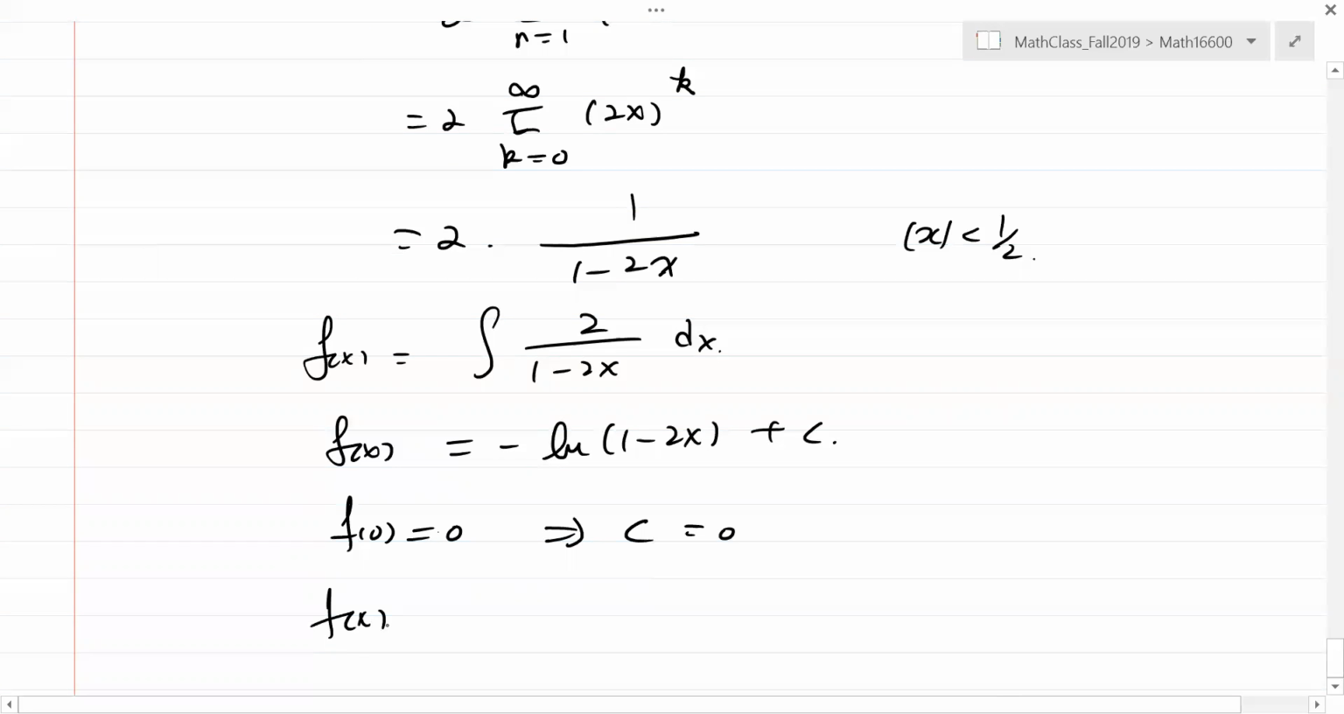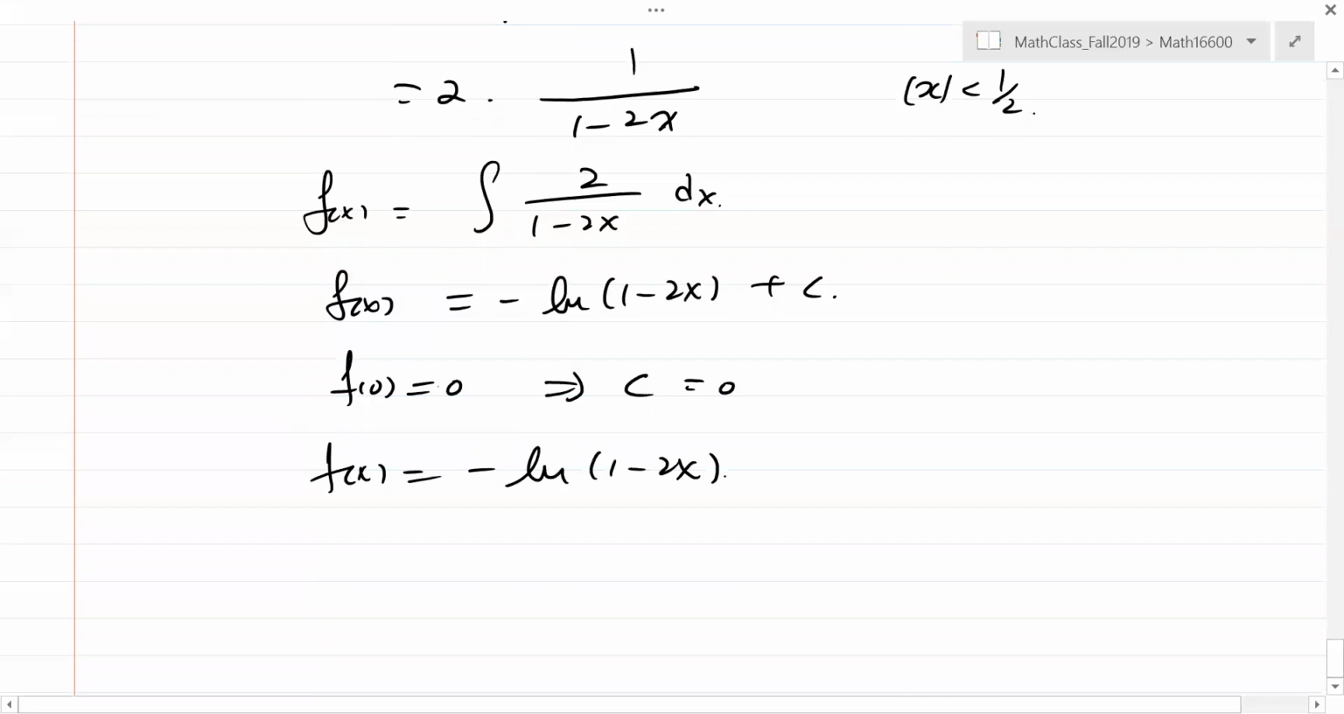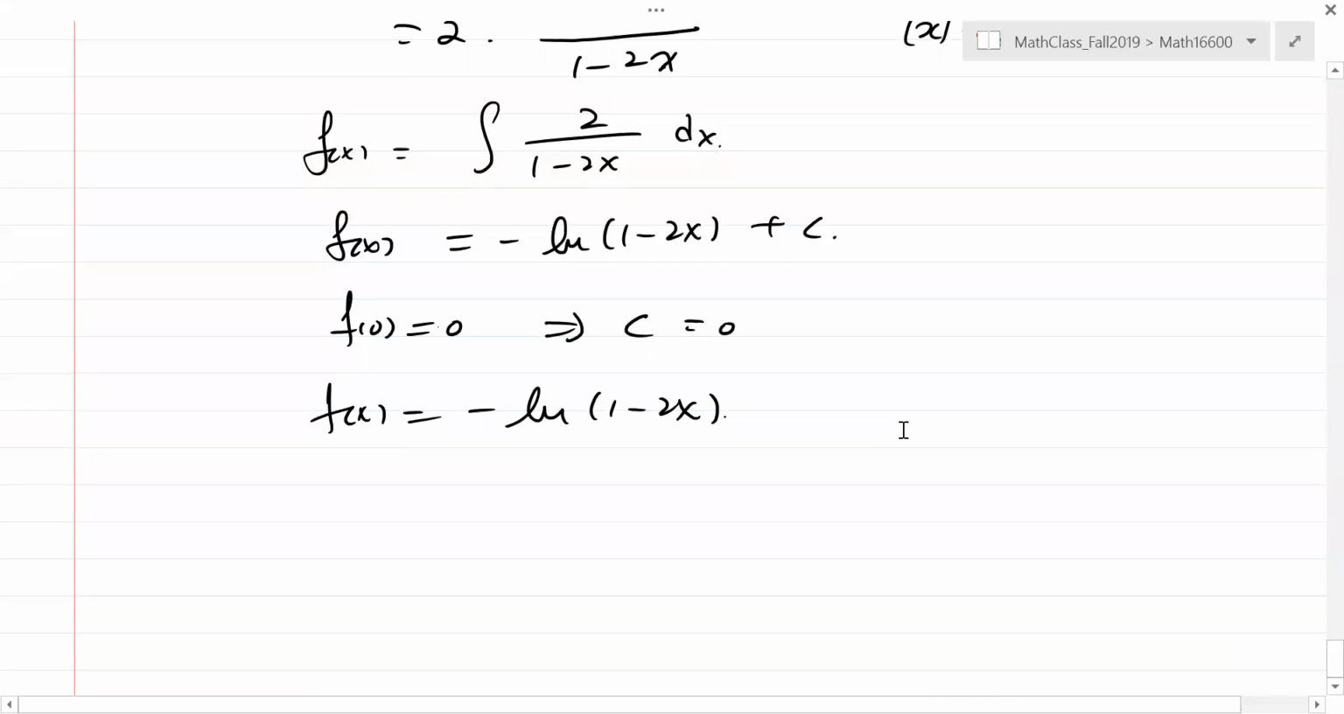So now I get this answer. Yes, the power series I just gave you is convergent. Not only convergent, it is convergent to that particular function. It is an elementary function.